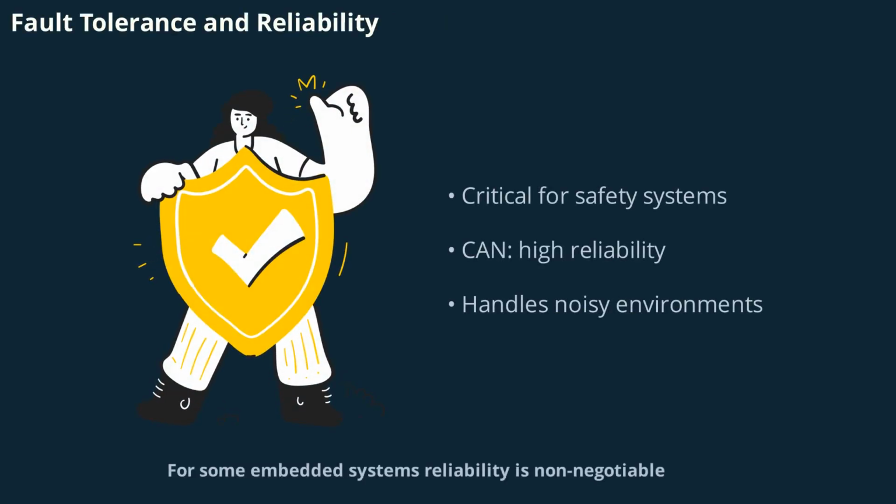In some embedded systems, reliability is non-negotiable. In environments with lots of electrical noise or where safety is critical, you need a protocol that can guarantee data integrity. Protocols like CAN, Controller Area Network, are specifically designed for high dependability, making them ideal for automotive systems or industrial settings where communication errors could have serious consequences.